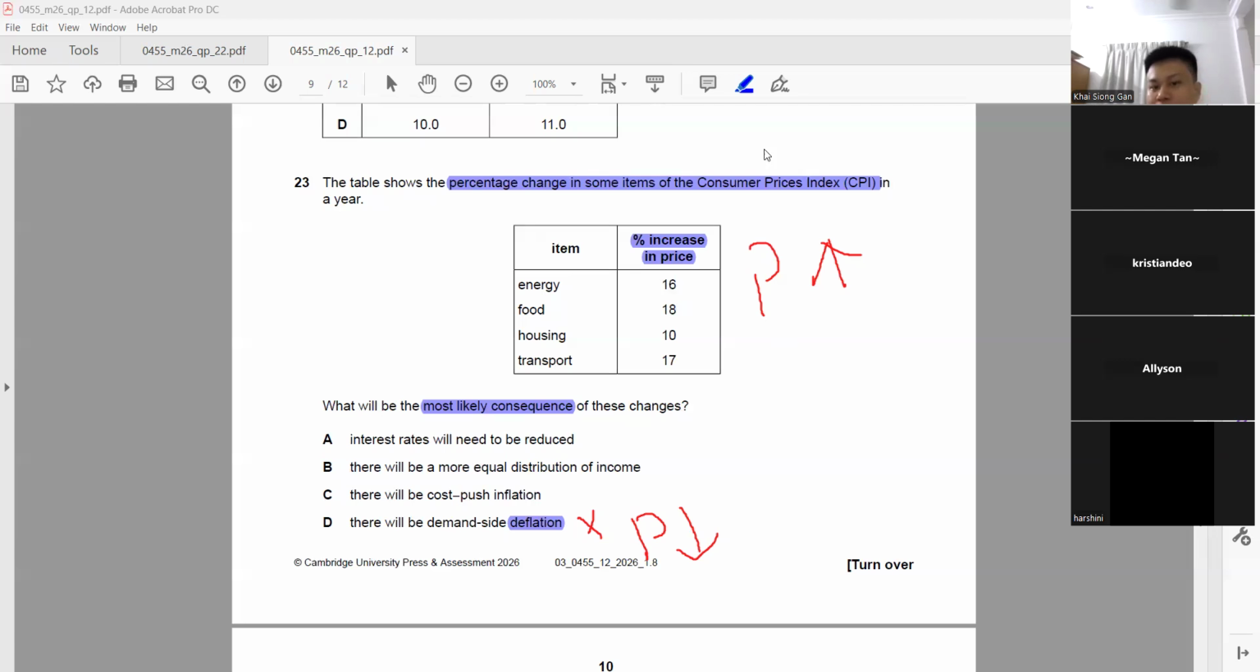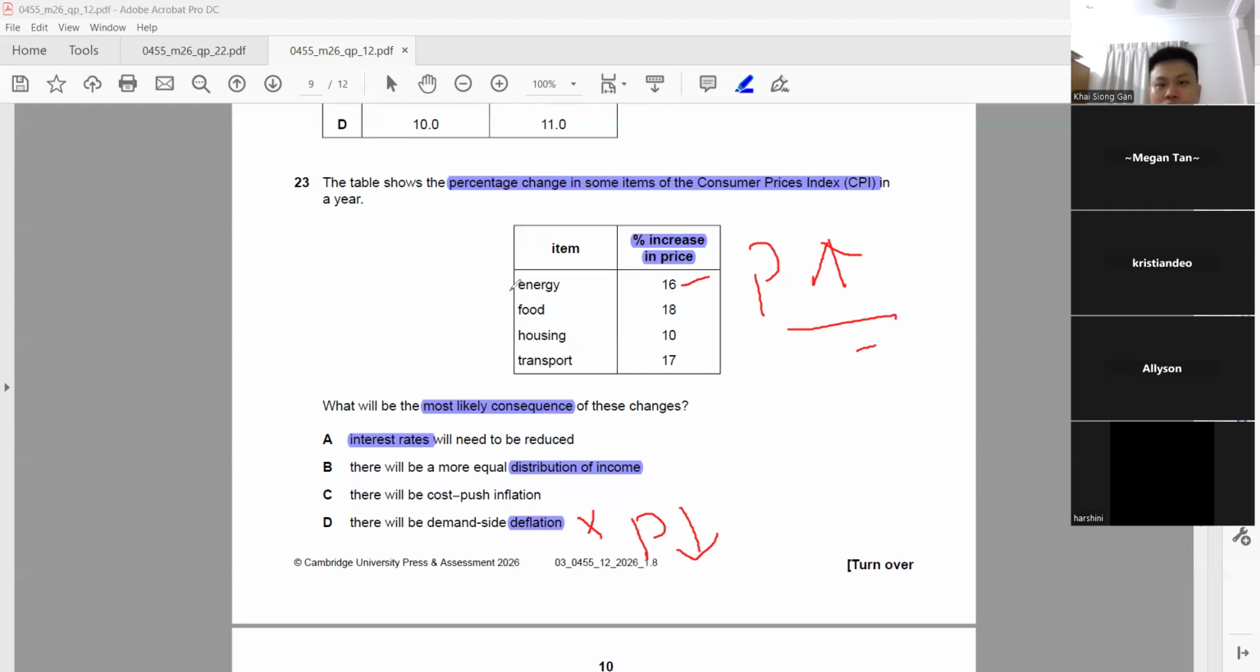Yeah, but consequence. But CPI has nothing to do with interest rate and also distribution of income. It's not even relevant in the first place. Definitely not the answers. So you are not even supposed to circle A or B. And you can't say B because how can it result in more equal distribution of income? The cost of living is increasing right now. Higher prices will result in higher cost of living. You can see things becoming more expensive, isn't it?